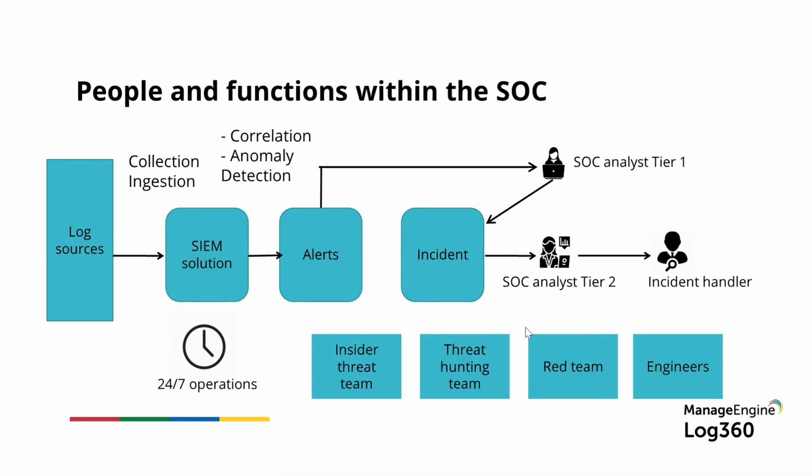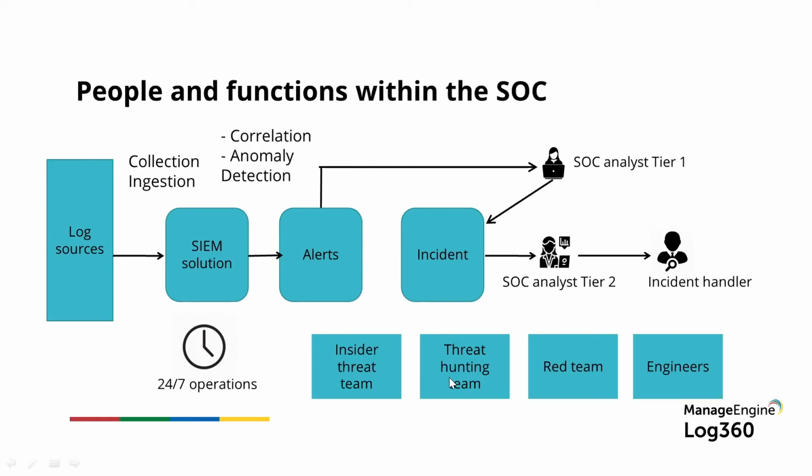Okay, so these three roles that we just spoke about, the tier 1 analyst, the tier 2 analyst, and the incident handler, these are traditional roles in any security operations center. But in addition to this, you can also have some non-traditional, and I would like to call these next generation roles in a security operations center. But these are going to be very, very critical if you want to actually build a very effective security operations center.